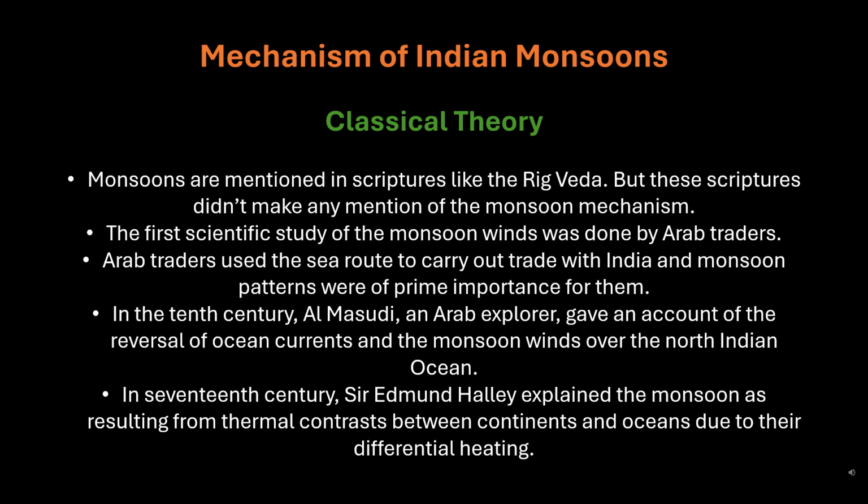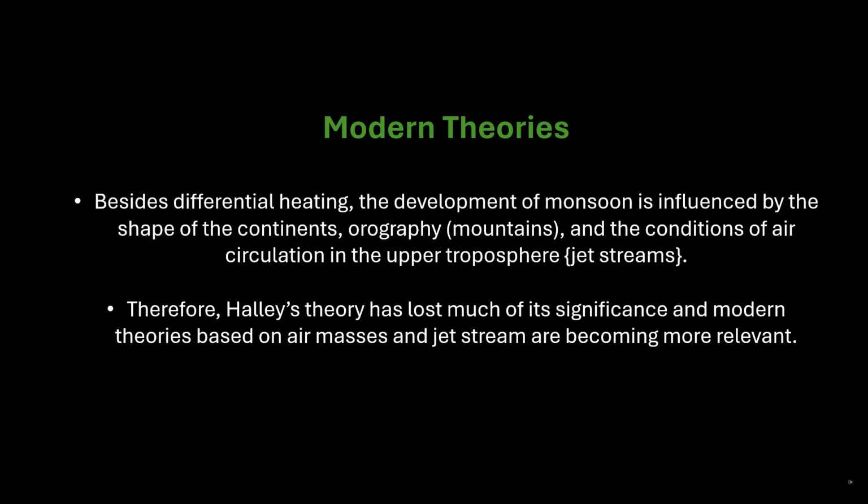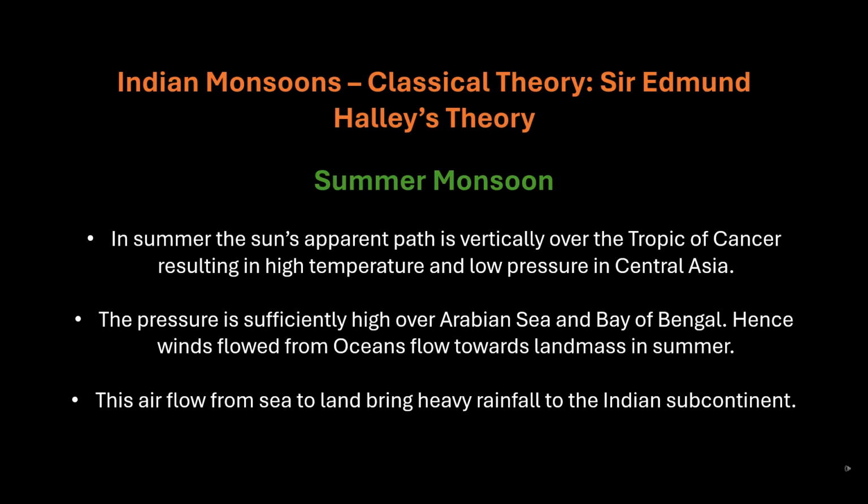In the 17th century, Sir Edmund Halley explained the monsoon as resulting from thermal contrasts between continents and oceans due to their differential heating. Modern theories. Besides differential heating, the development of monsoon is influenced by the shape of the continents, orography, mountains, and the conditions of air circulation in the upper troposphere, jet streams. Therefore, Halley's theory has lost much of its significance, and modern theories based on air masses and jet stream are becoming more relevant.